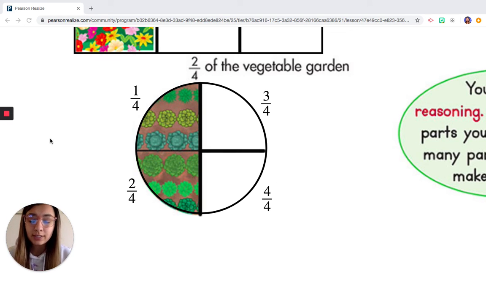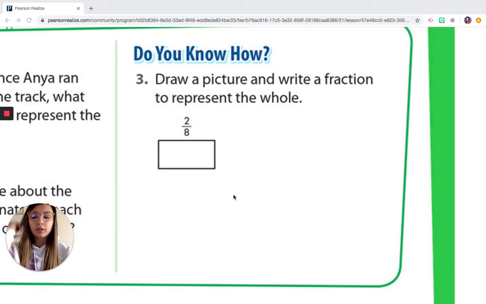So we're going to go on to the next page and we're going to do a couple more examples. We will do another example like this, and then I'm also going to show you a number line example. All right, so here's our first example. We're going to do number 3. So what it wants us to do is to draw a picture and write a fraction to represent the whole. So our whole here, we're checking out our denominator and it says 8, and we're supposed to make this picture say 2/8.